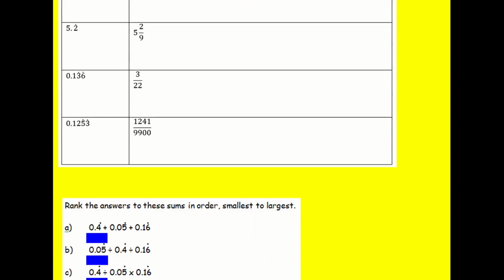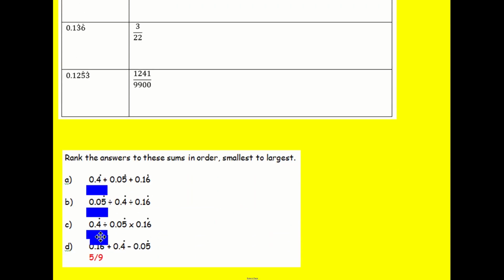One more task for you, if you've got onto it, is to have a go at these questions here. I can add recurring decimals together. I can divide recurring decimals. How can you rank the following answers to the arithmetic in order, smallest to largest? You're going to need to find the actual fractions for each recurring decimal, get a final answer, and then try and order them. So please pause this video and have a go now.